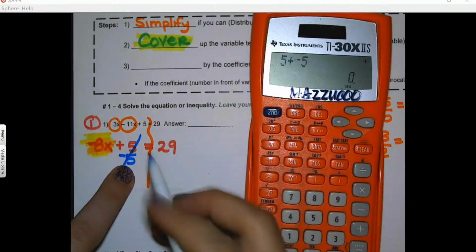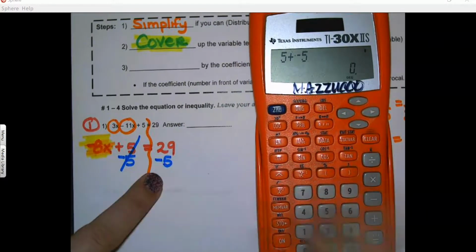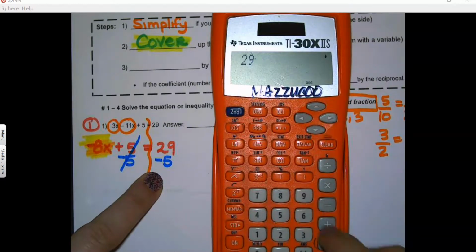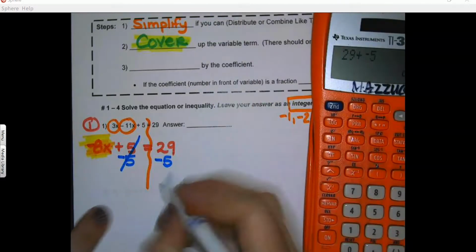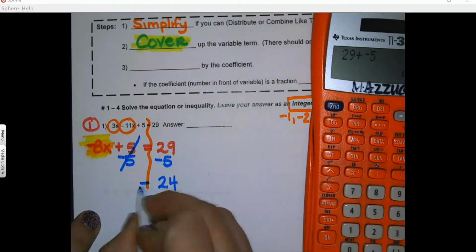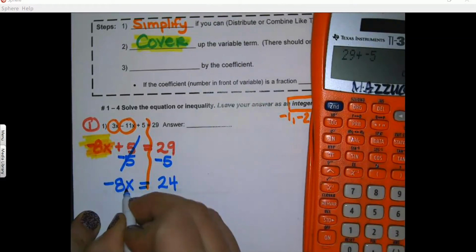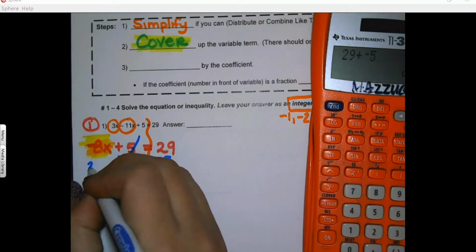And then whatever I do on the left side, I'm going to do to the right side. So this is 29 plus I added a -5. That makes 24. Okay, so that was step 2.